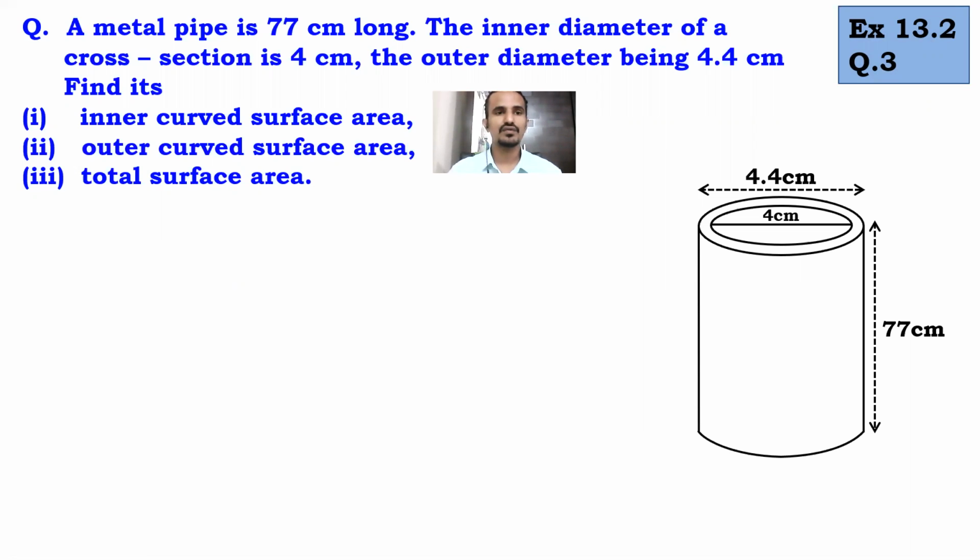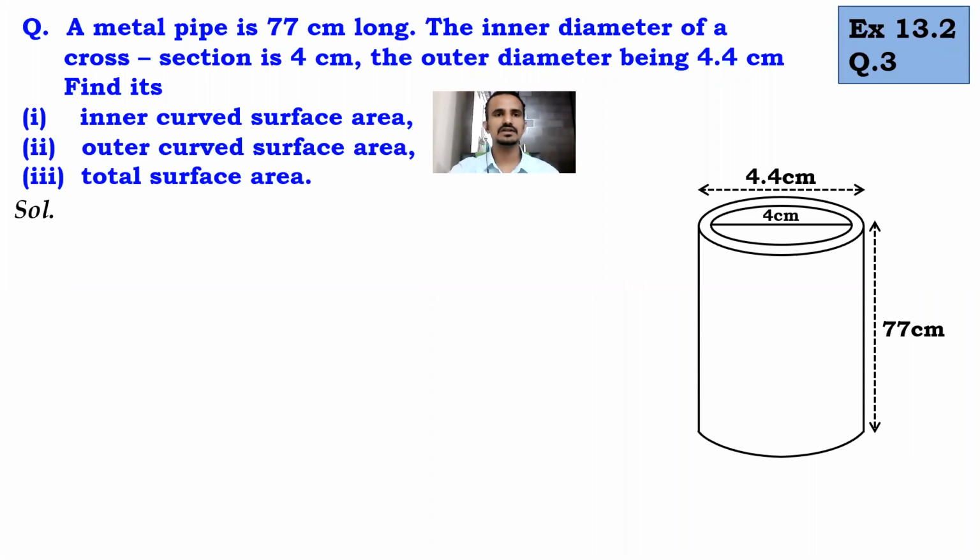Now what we have to find? We have to find out the inner curved surface area. We have to find out the outer curved surface area, and we have to find out the total surface area. So let's see how to get this inner, outer, and total surface area.